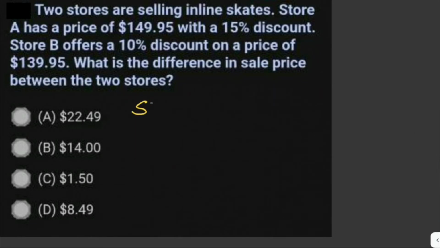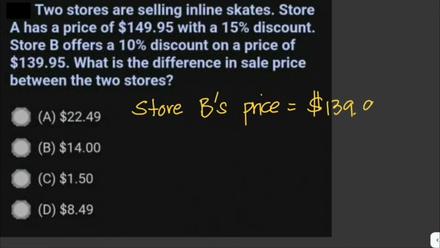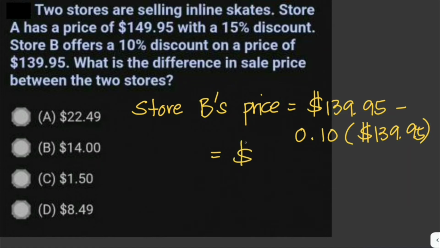Okay, store B's price. So store B here offers a 10% discount on a price of $139.95. So that would be $139.95 minus 10%, so that is 0.10 times $139.95.